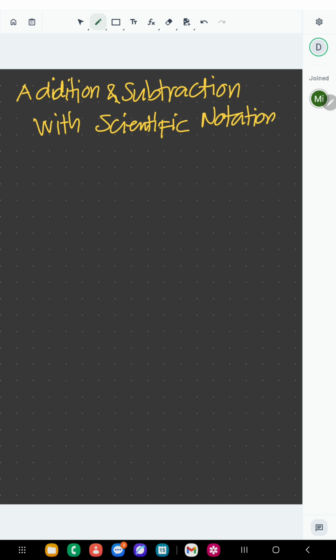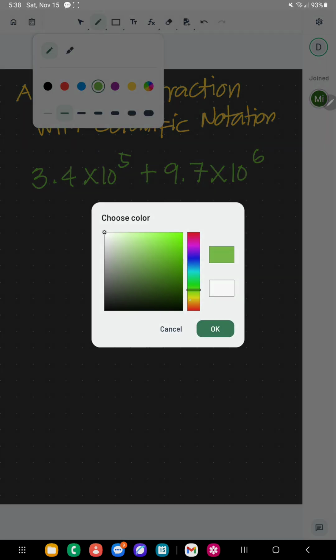Addition and subtraction with scientific notation. Before adding or subtracting, we need to transform all of the powers of 10 to be the same. What if we're given 10 cubed and the other one is 10 to the fifth? You have to make sure the exponents of base 10 are equal. So what if we're given 3.4 times 10 to the fifth plus 9.7 times 10 to the sixth? How are we going to add them?